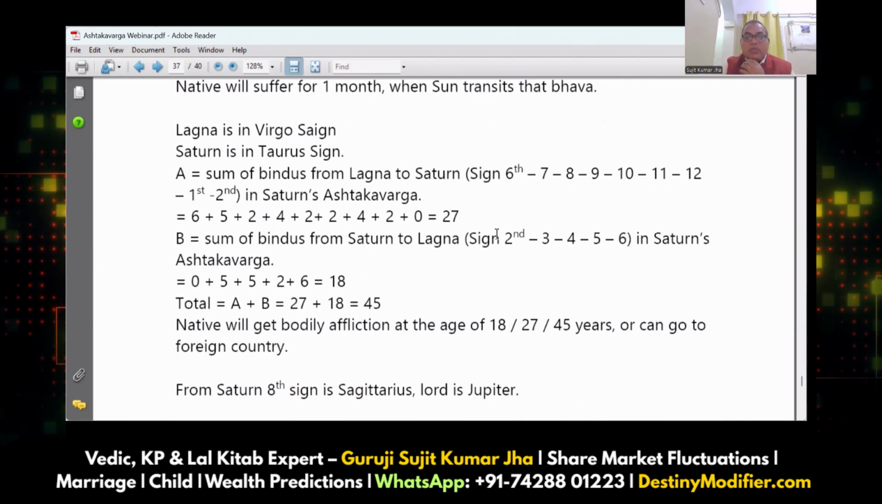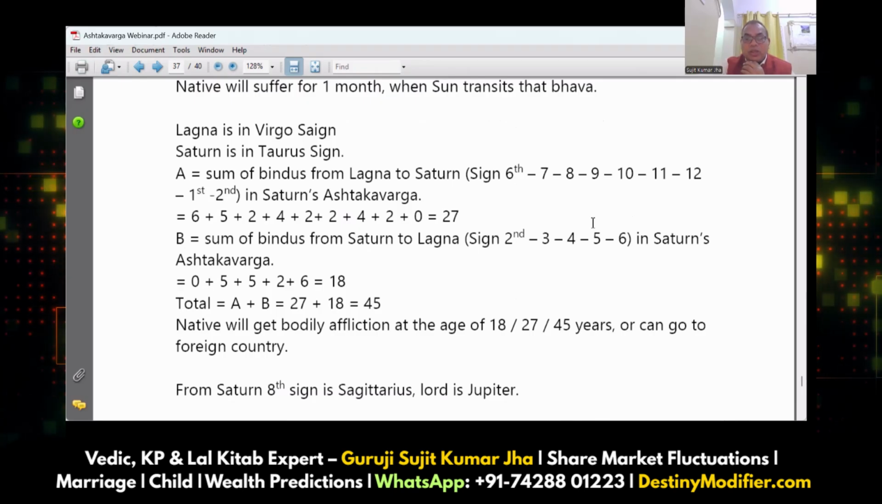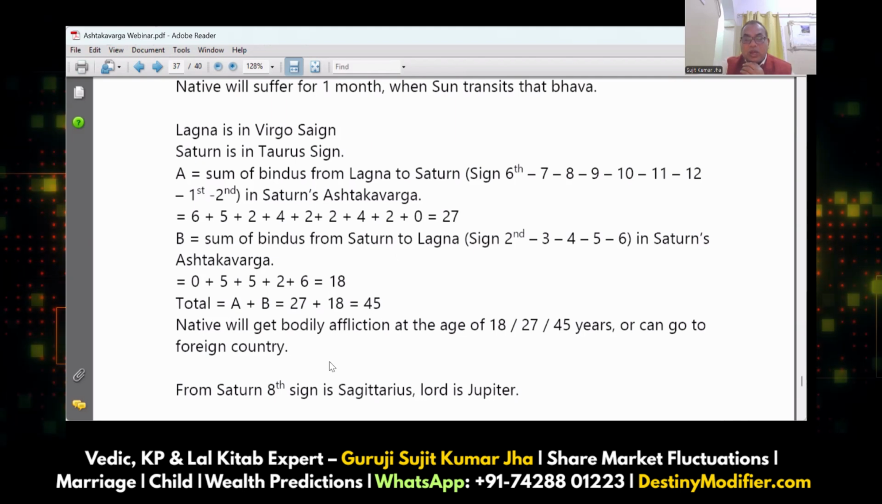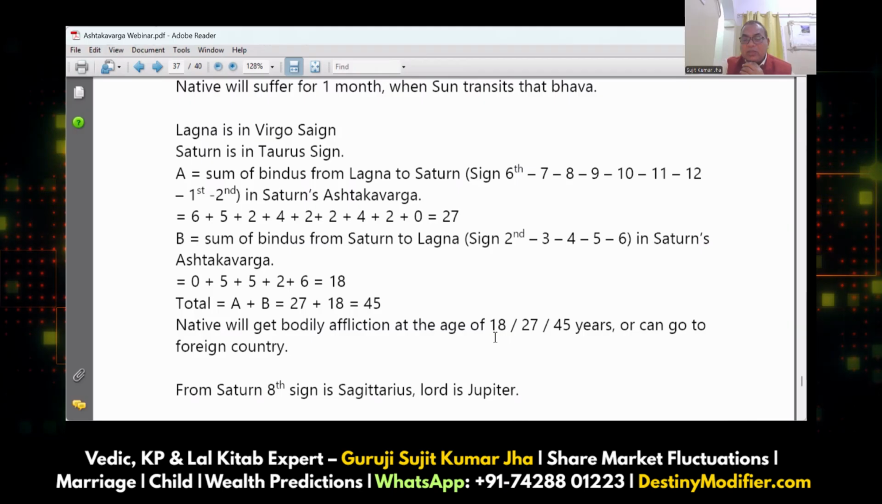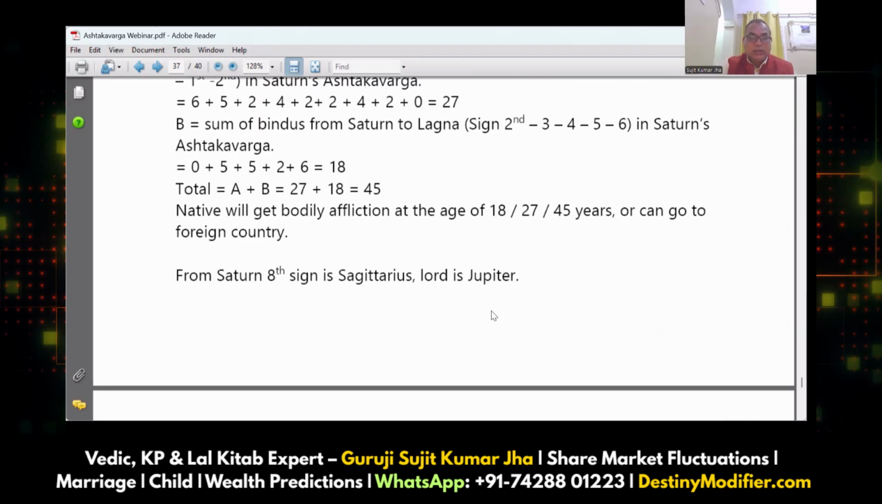In the same way, to know when the native will get problems, from Lagna to Saturn's position count all the points, and again from Saturn to Lagna count the points. You will get the age. From Lagna to Saturn, 27. From Saturn to Lagna, 18. So 18 years, 27 years, and if you add these two, 45 years. So the native gets bodily affliction at the ages of 18, 27 and 45 years. So you can predict like this.